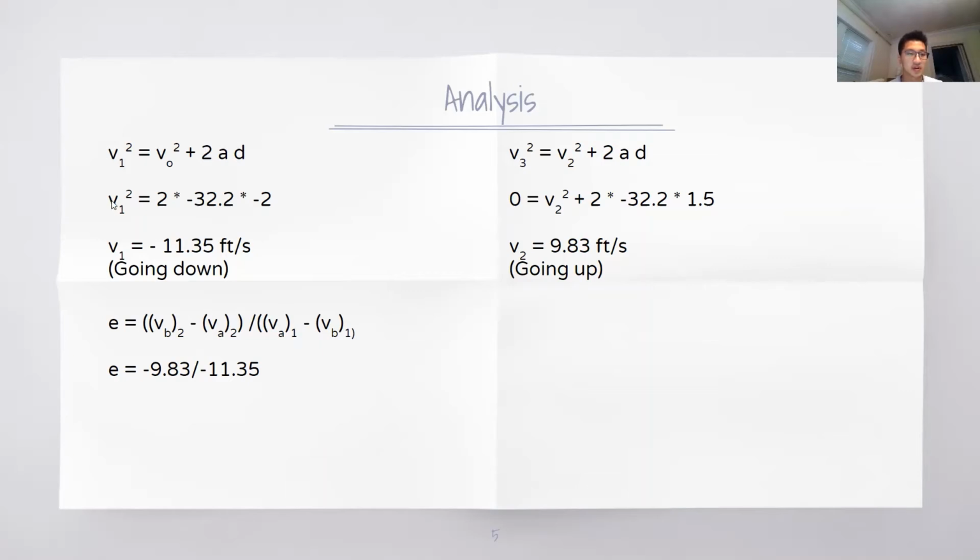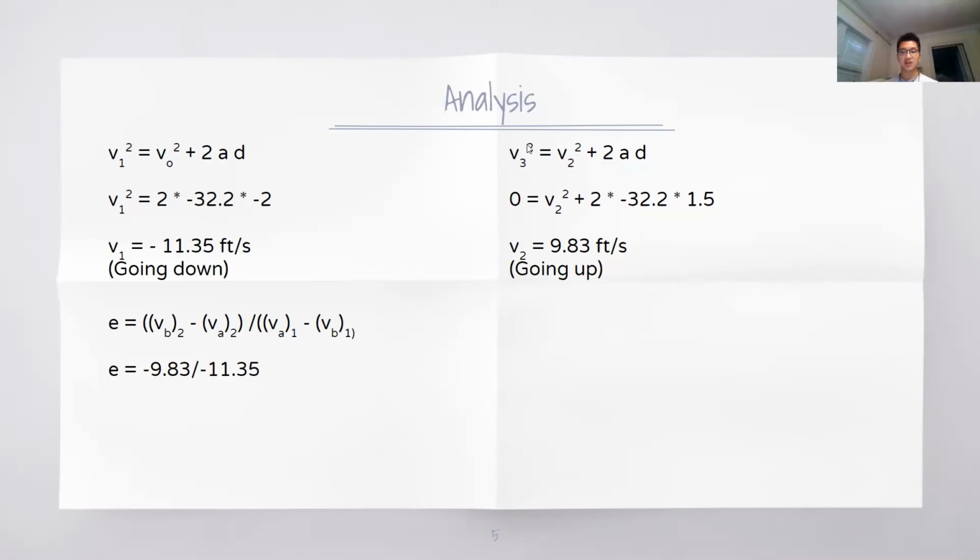On the left, we're looking for v1. So v1 squared equals 2 times negative 32.2 times negative 2. The v naught squared is 0 because we are dropping from rest. The distance is negative 2 because we established a coordinate system where y is up, so the displacement is negative 2. Solving that out, we get v1 is 11.35 feet per second, with a negative sign by our sign convention, because at v1 our ball is going down.